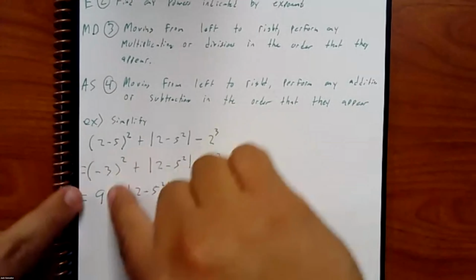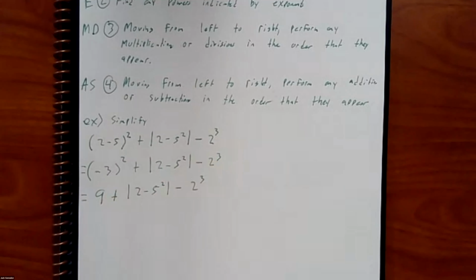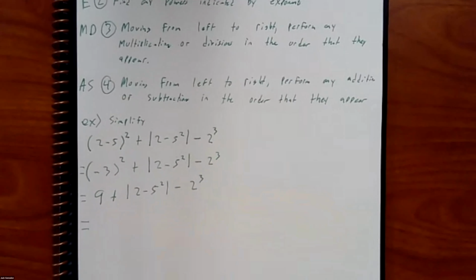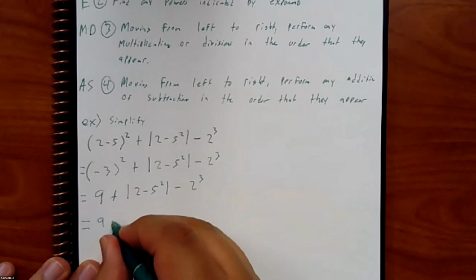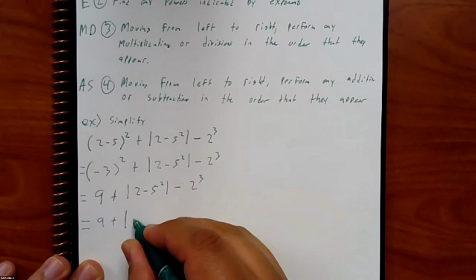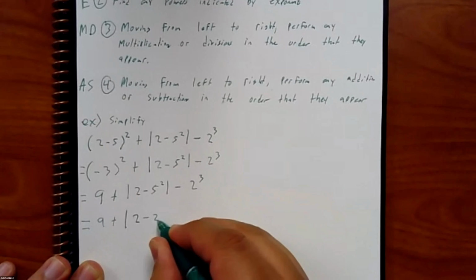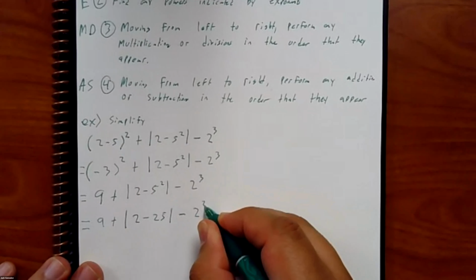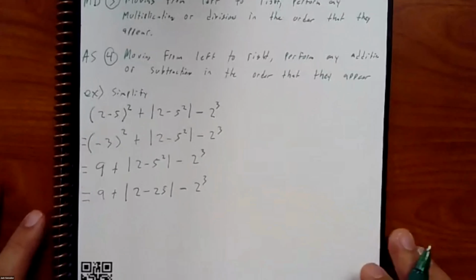Now I've done that. What is the next thing on my priority list? The next power. Yeah, exactly. Do we deal with those? Are those considered brackets? This is absolute value. To answer your question, no.